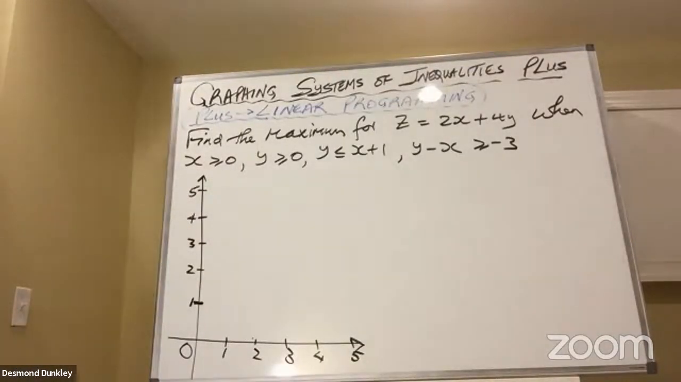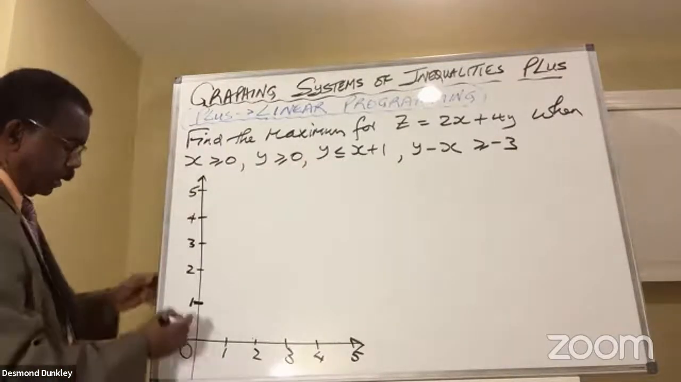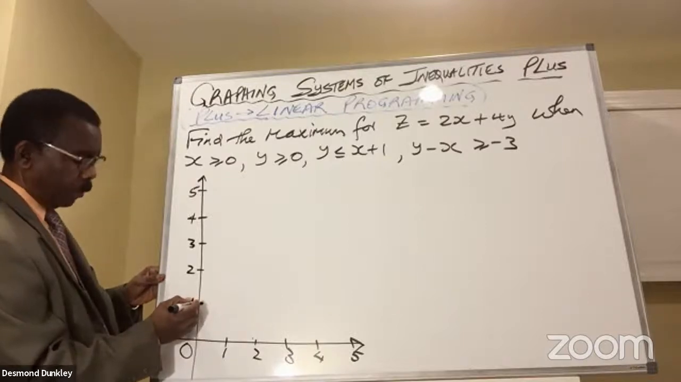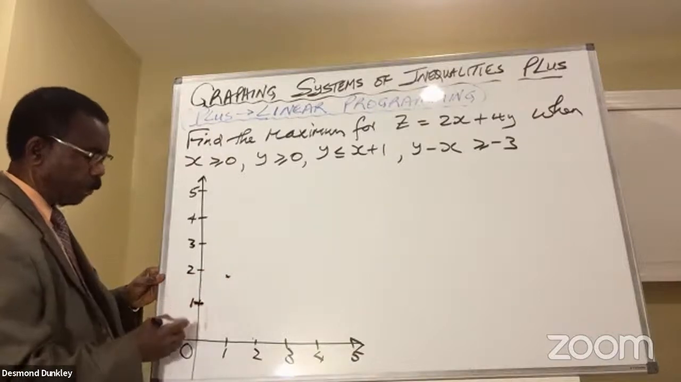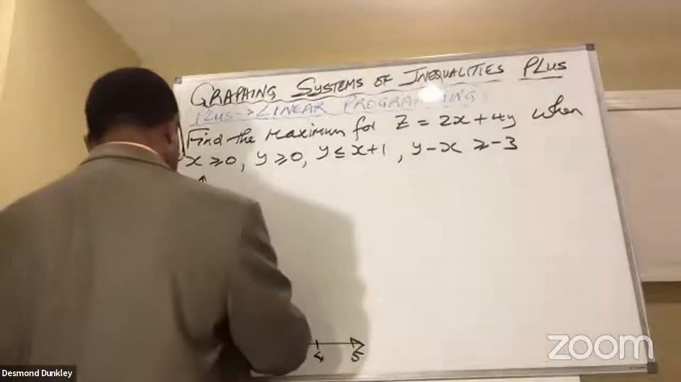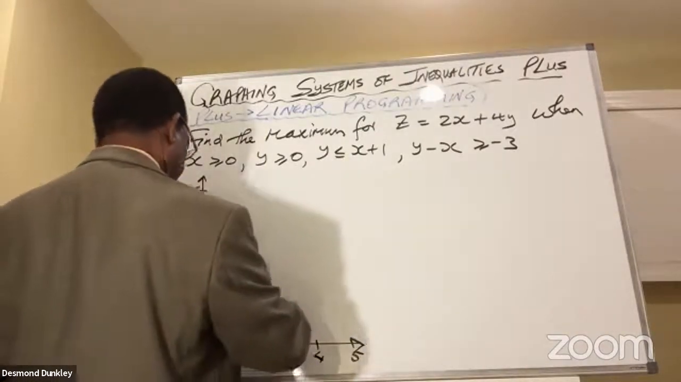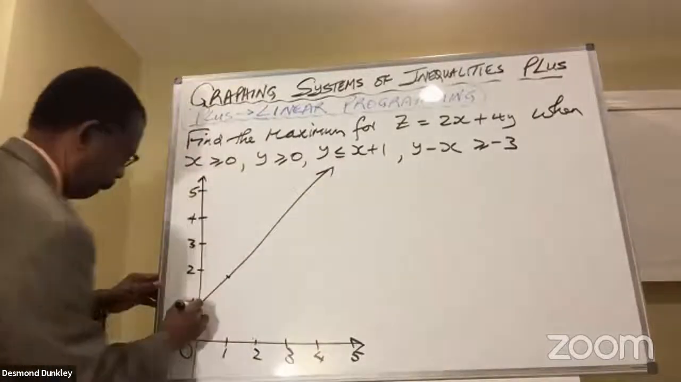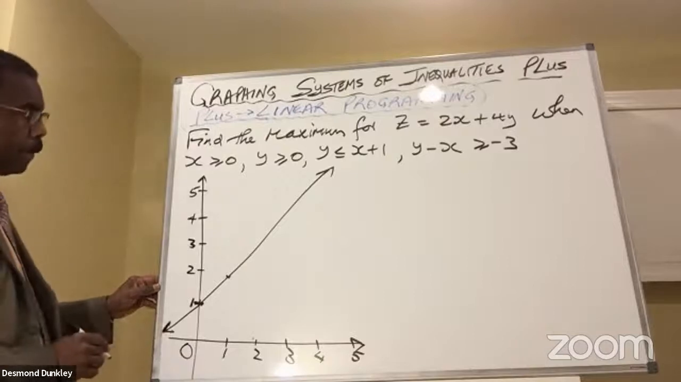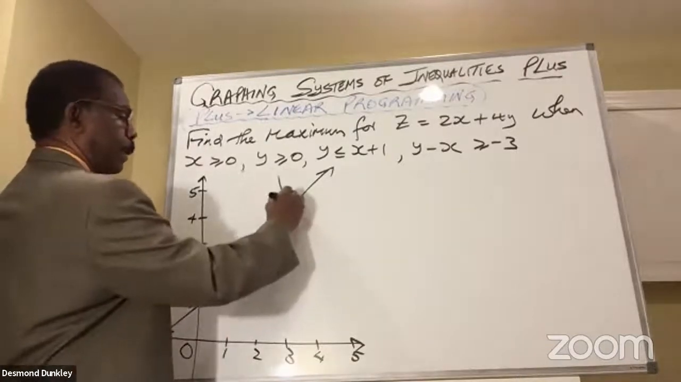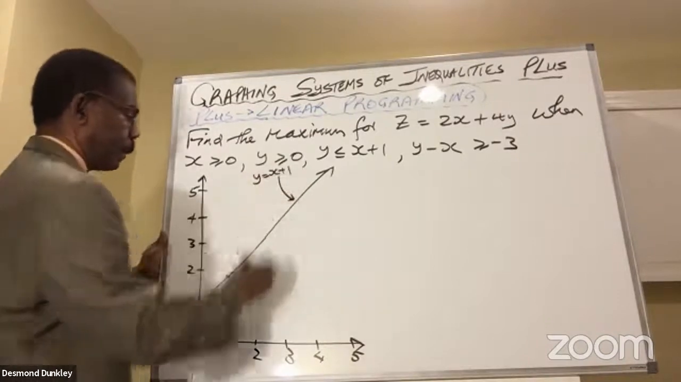Okay, good. So the first one, y is less than or equal to x plus 1. So 1 is our y-intercept. Go across 1, go up 1. These are 2 points. And now we can draw. And it's a solid line. So we can go. Okay. This is the graph y equal to x plus 1.